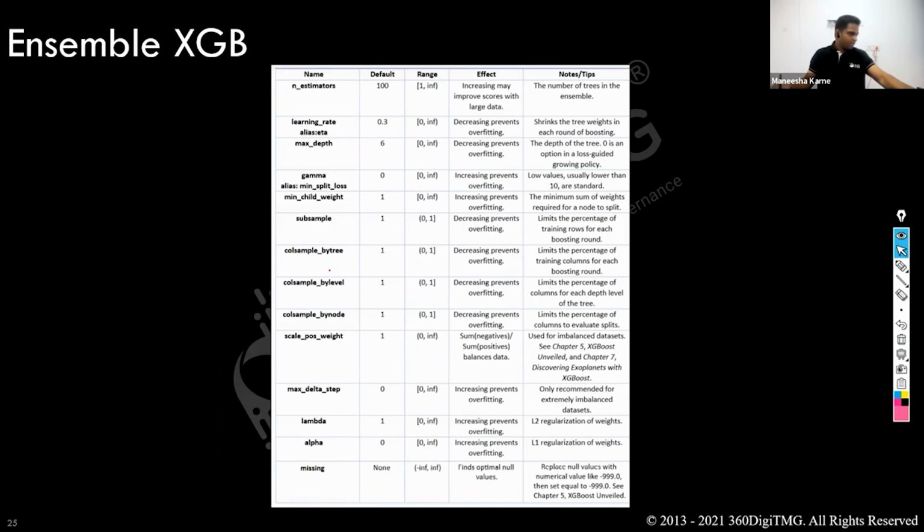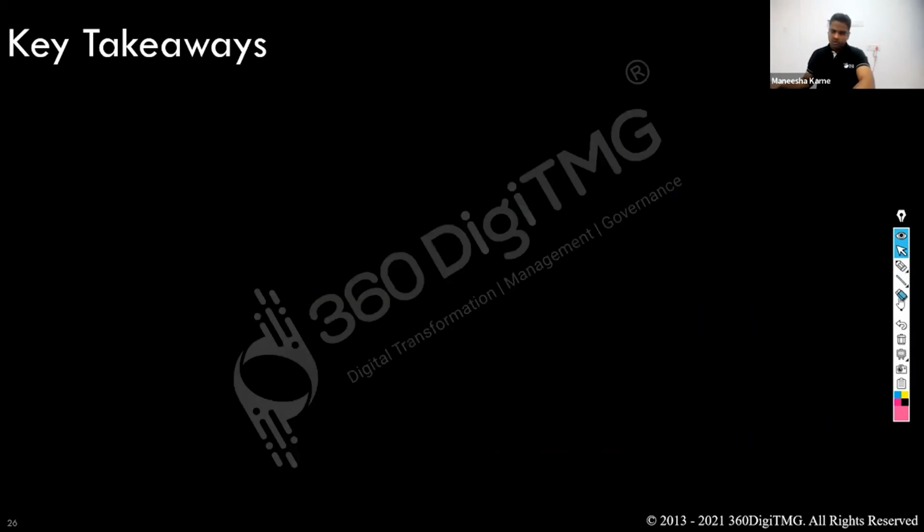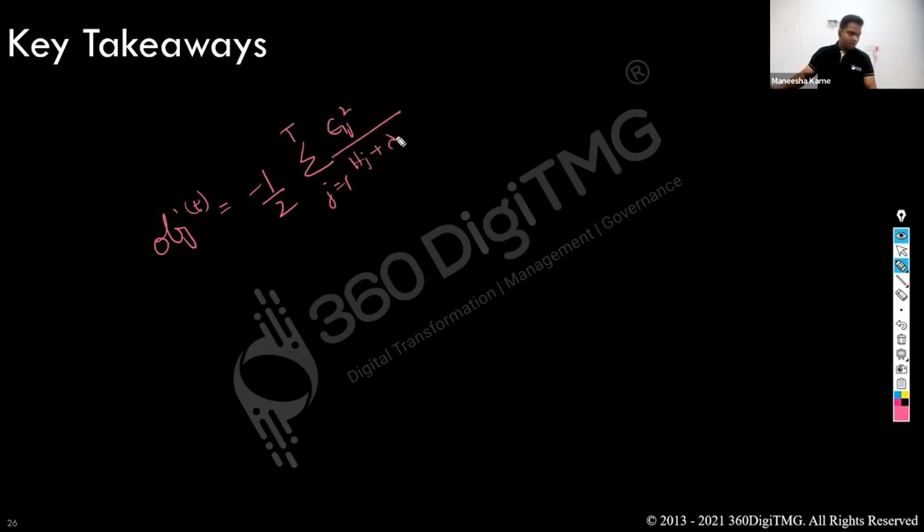There's one big math derivation which is available. While I'm aware of that, I really don't know whether I should confuse you or not. Okay, let me just write it here. So the objective function here is equal to minus 1 by 2 sigma j equal to 1 until T, Gj square divided by Hj plus lambda, plus gamma T.